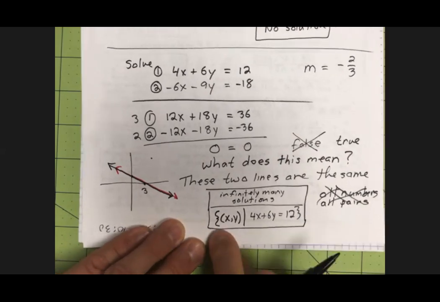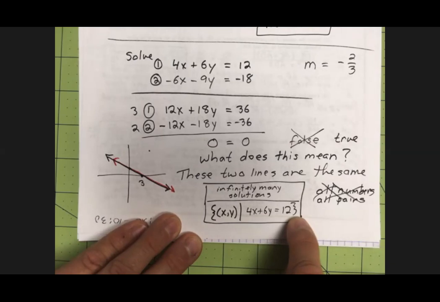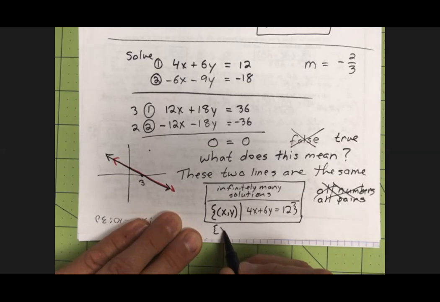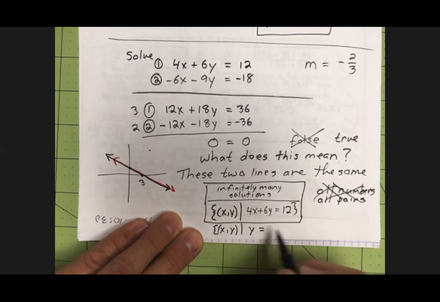And in English, this is a special math notation, but in English it says, all the points x and y such that 4x plus 6y equals 12. Or you could solve for y and say it like that. All the points x and y such that y is, now I'll have to go and solve this for y, minus 2/3 x plus 2.